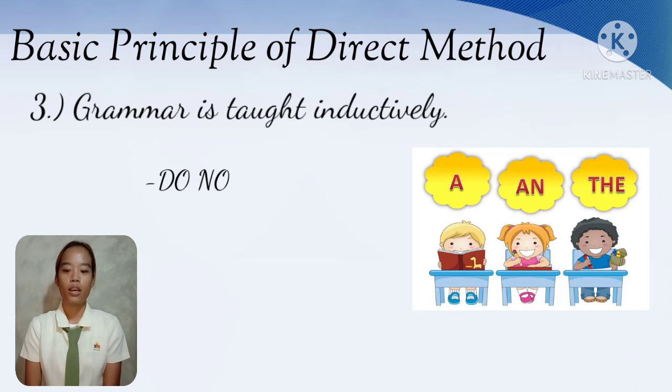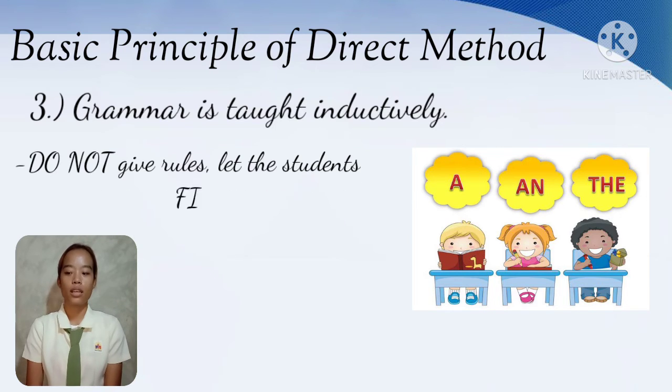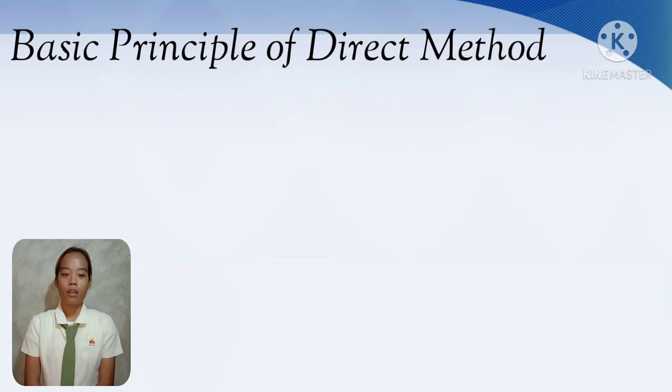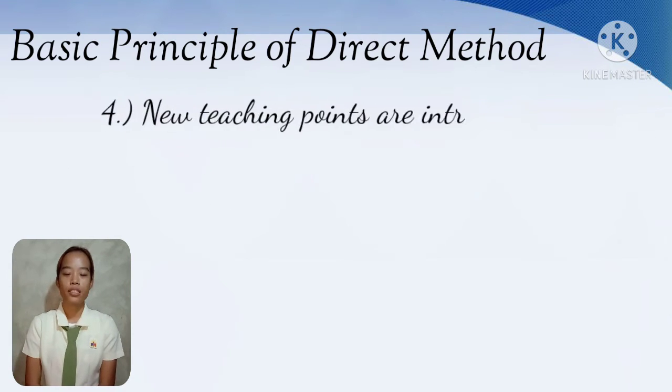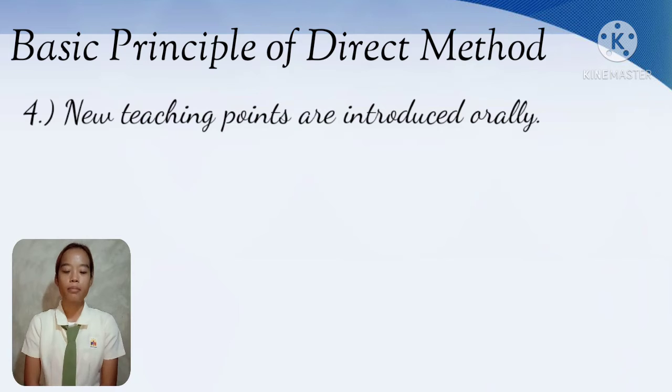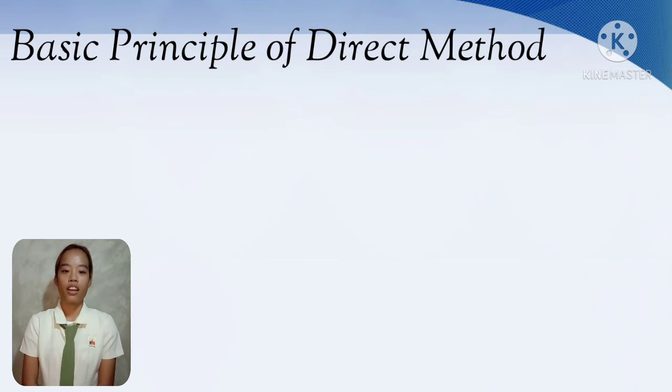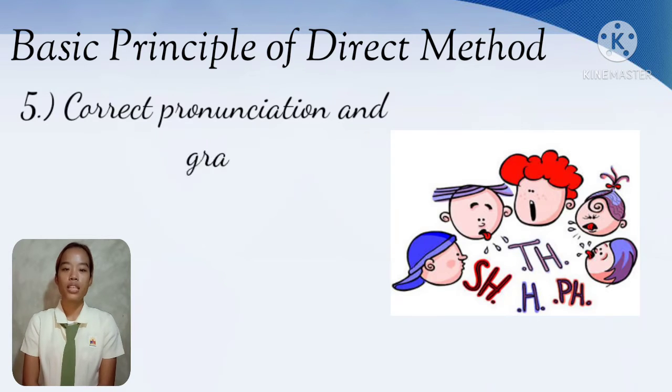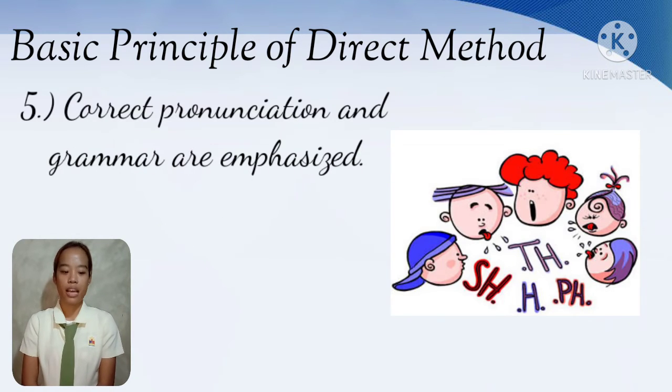Number three, grammar is taught inductively. It means that you do not give rules to the students. Let the students figure out the rules. Number four, new teaching points are introduced orally. It means that it is oral transmission. Number five, correct pronunciation and grammar are emphasized.